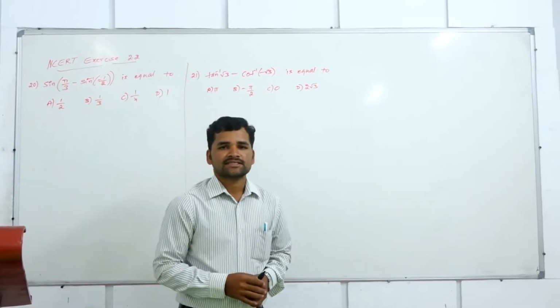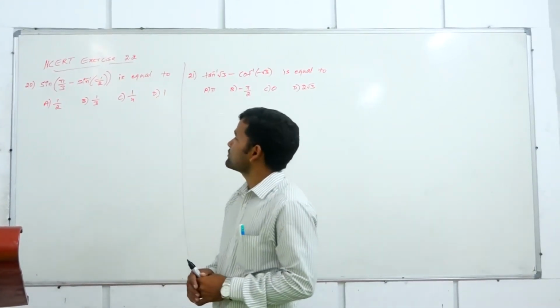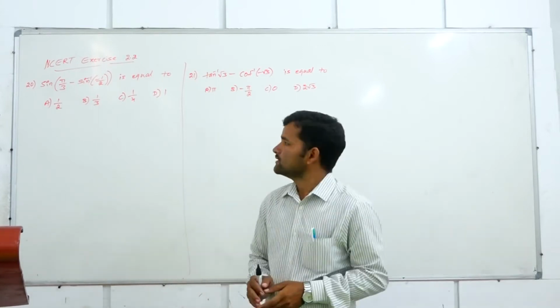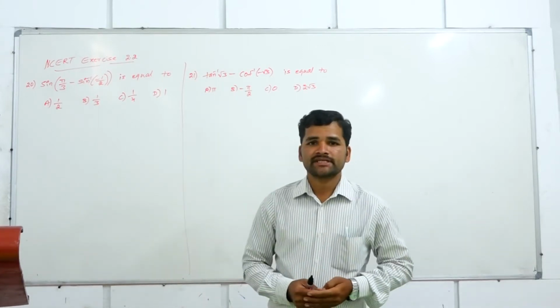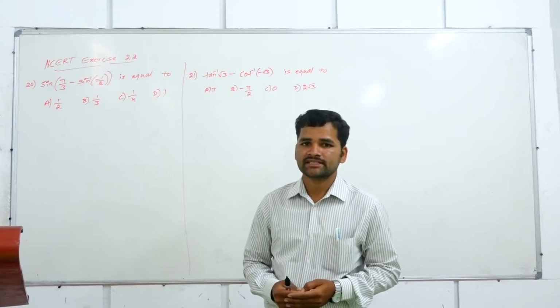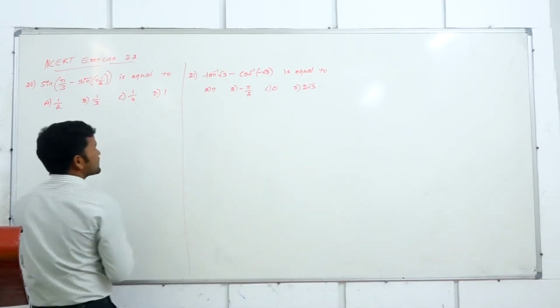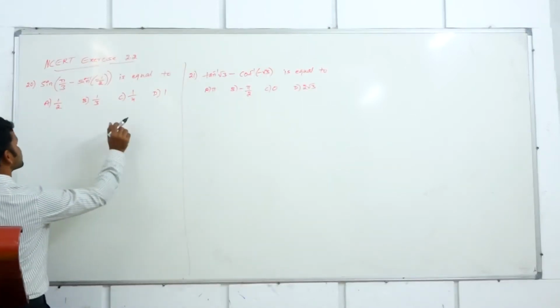In the last session, we did problems up to 19 in the exercise 2.2. Now, we will solve the remaining two problems of the exercise 2.2, NCERT exercise. Problem number 20 and 21 are remaining. These are multiple choice questions.